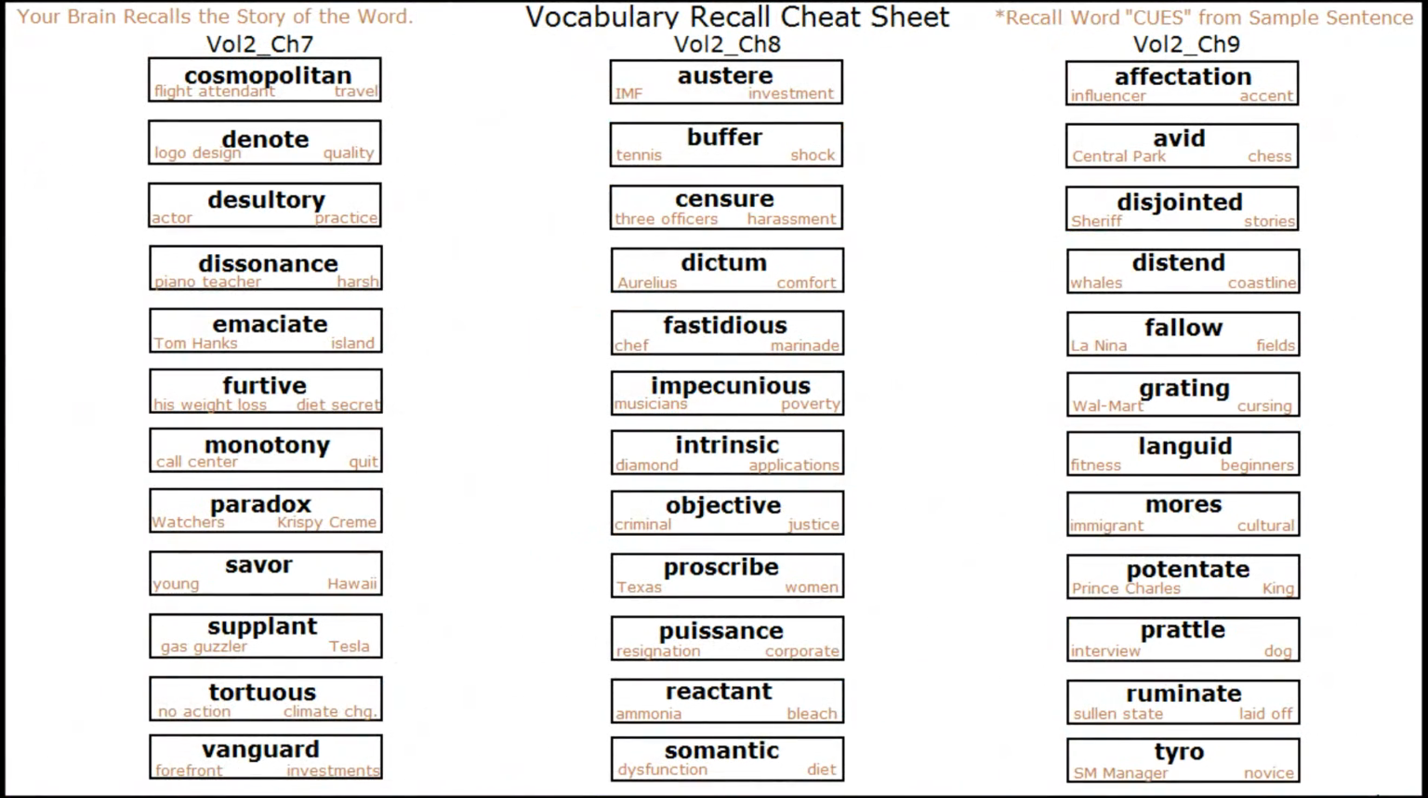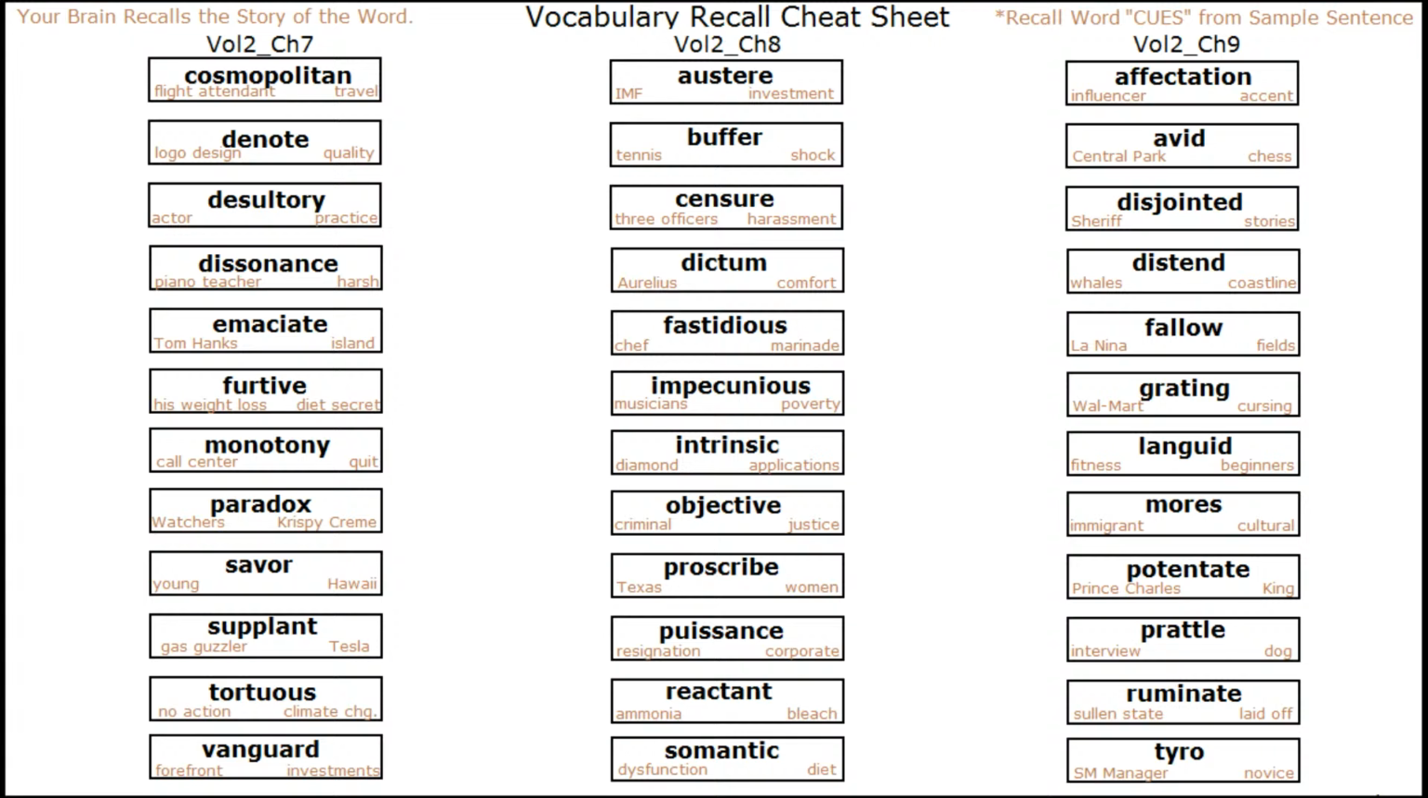As I mentioned, we're going to be spending a lot more time on our vocabulary recall memory cheat sheet. This actually uses cues from sample sentences, and here we have filled in. We were slowly progressing, allowing our students to fill in their own answers over the course of the last 2 or 3 lessons for Volume 2, Chapter 8 and Volume 2, Chapter 9. We've gone ahead and filled them in so that we can actually study really quickly.